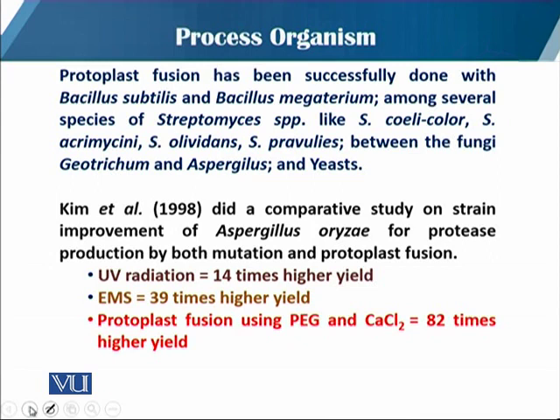Kim et al. 1998 did a comparative study on strain improvement of Aspergillus oryzae for protease production by both mutation and protoplast fusion. He produced a mutant with 14 times higher yield with UV radiation, and with ethyl methyl sulfonate a 39 times higher yield. But when he used protoplast fusion using polyethylene glycol and calcium chloride, he reported an 82 times higher yield of the protease.